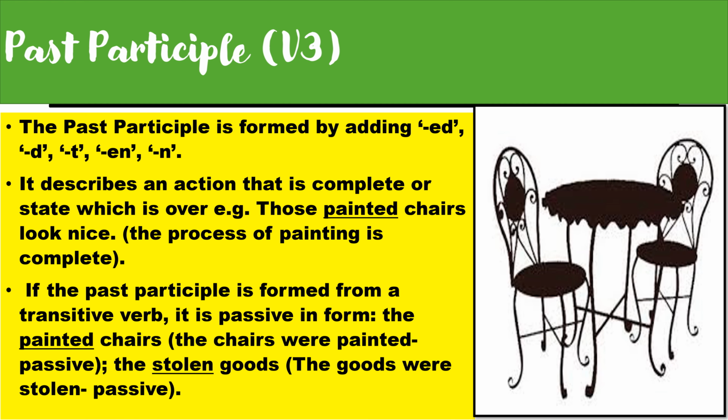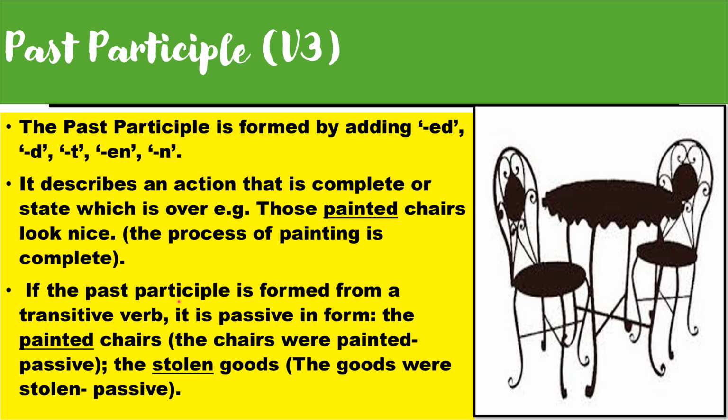Participle. The past participle is formed by adding ed, d, t, and en or n. It describes an action that is complete or state which is over. For example, those painted chairs look nice. Here also, painted is coming in form of adjective. But here, the chairs are painted and they are already painted. So the process of painting is complete.